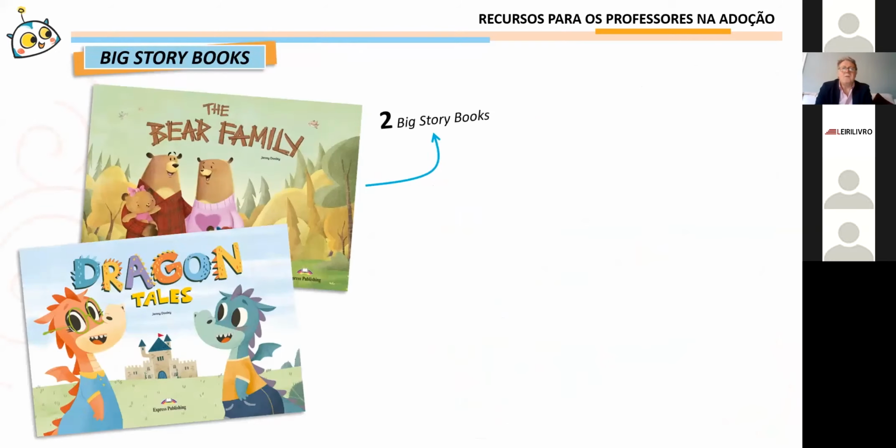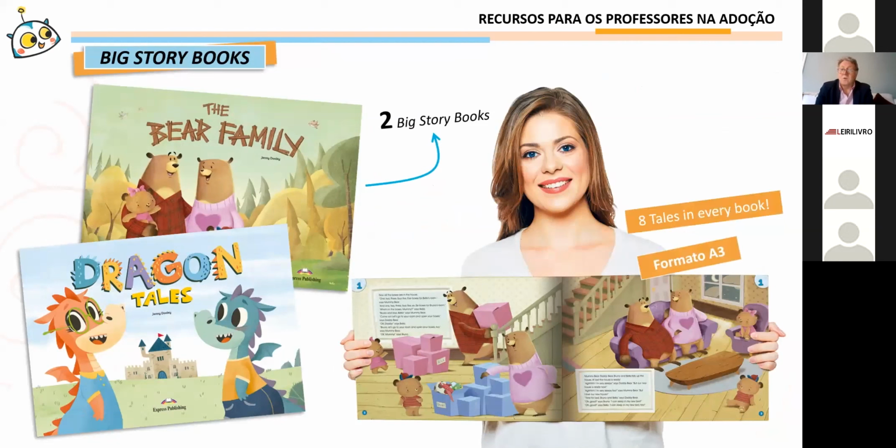You have these really big storybooks. There are two of them. And within each book, there are like eight tales. So eight different adventures happen within each storybook. Again, it's up to you how you integrate these, but these are big books. So you can hold them, you can have the children sat on the floor on a mat around you. You can use them for that kind of reading and interactive work.